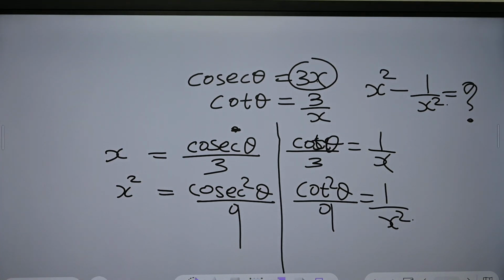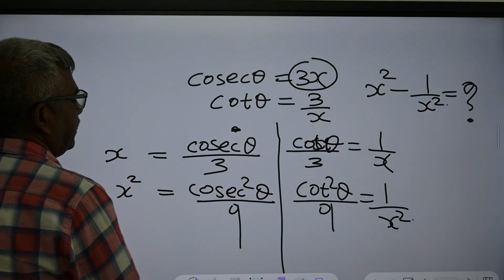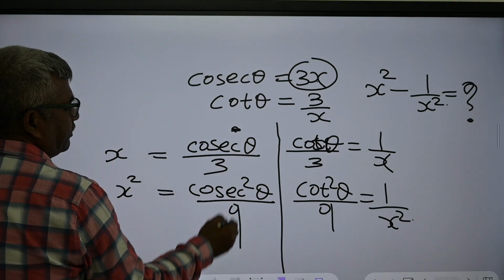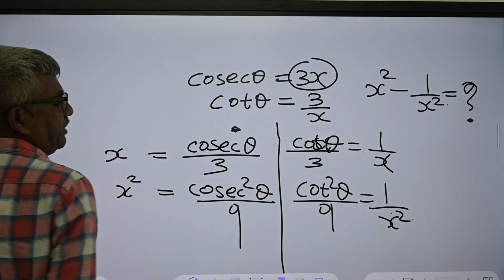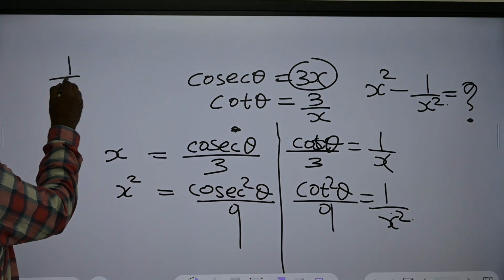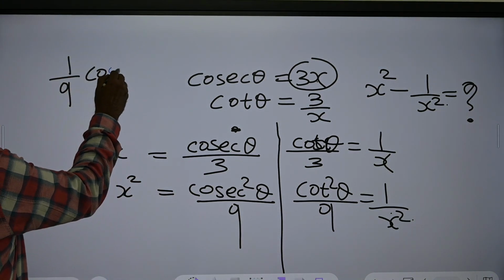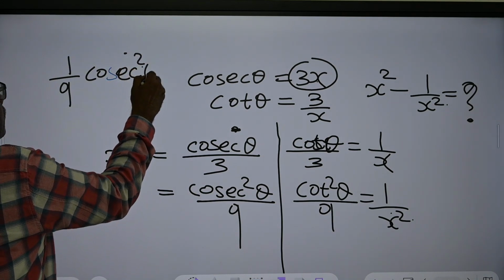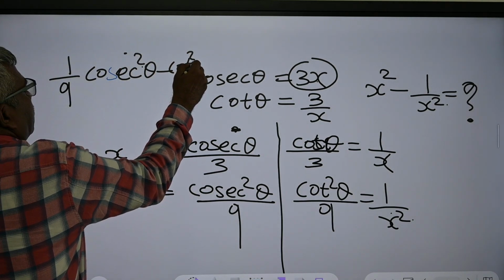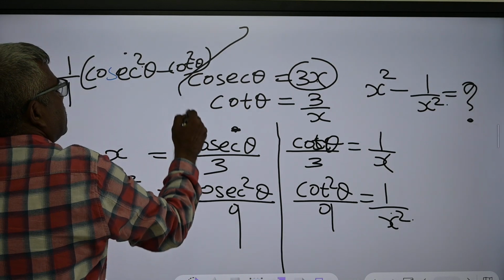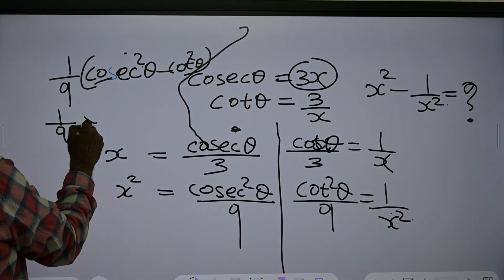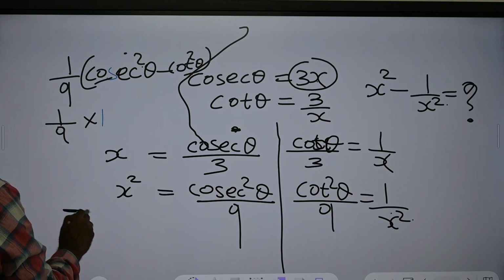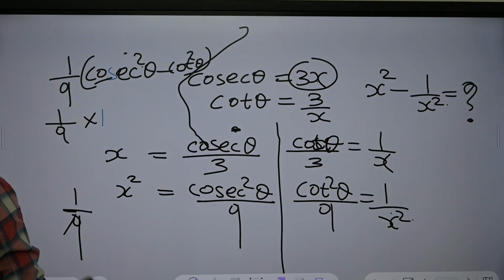So x squared minus 1 over x squared is what they are asking. X squared is cosecant squared theta by 9. 1 over x squared is cot squared theta by 9. Take 1 over 9 out: cosecant squared theta minus cot squared theta. This is a very famous formula. Cosecant squared theta minus cot squared theta is 1. So it is 1 over 9.